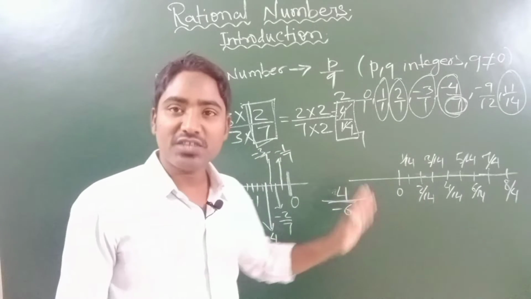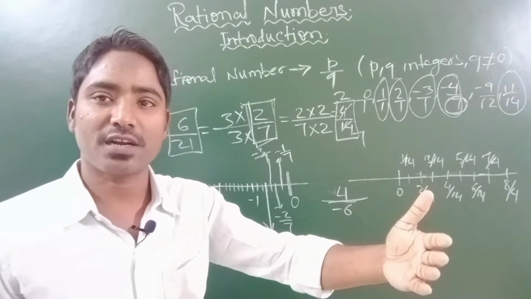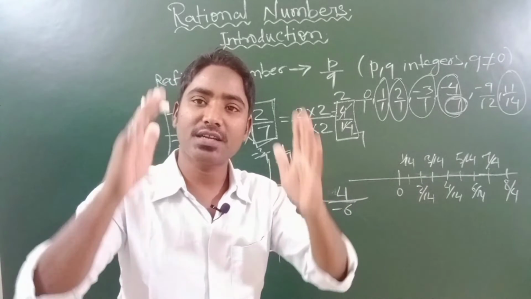Now this rational number is not in standard form, students. So how to write any rational number in standard form is that you have to look for the common factor and you have to write it in simplest form.